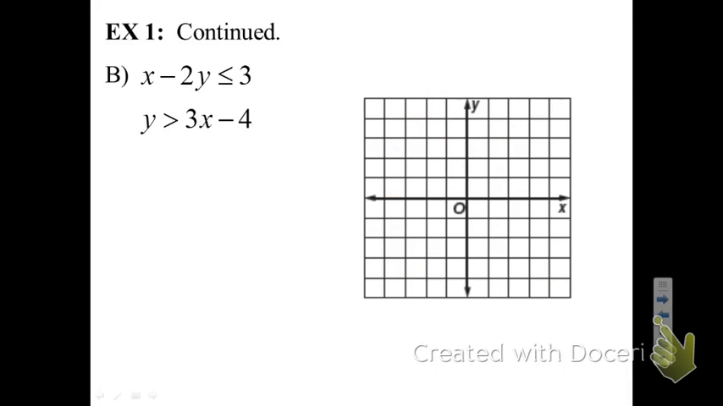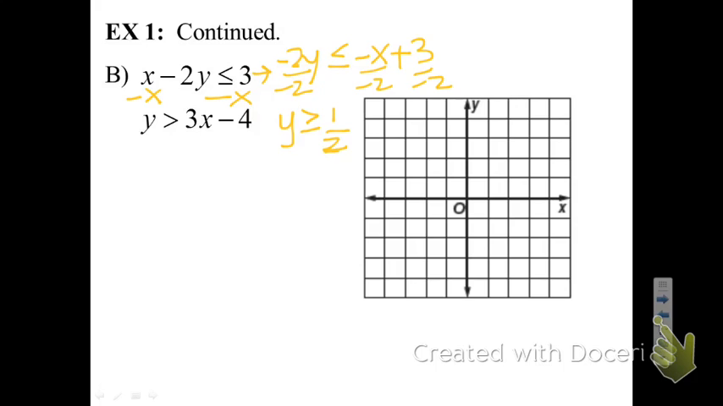Okay, our second example, you're going to again solve for y in the top equation. To solve for y, we're going to subtract x. That leaves you with negative 2y is less than or equal to negative x plus 3. You'll want to divide by negative 2 on both sides. And when you divide by that negative, it flips the inequality. You're left with 1/2 x minus 3/2. From there, you can identify your slope is 1/2. Your y-intercept is negative 3/2, or negative 1.5.